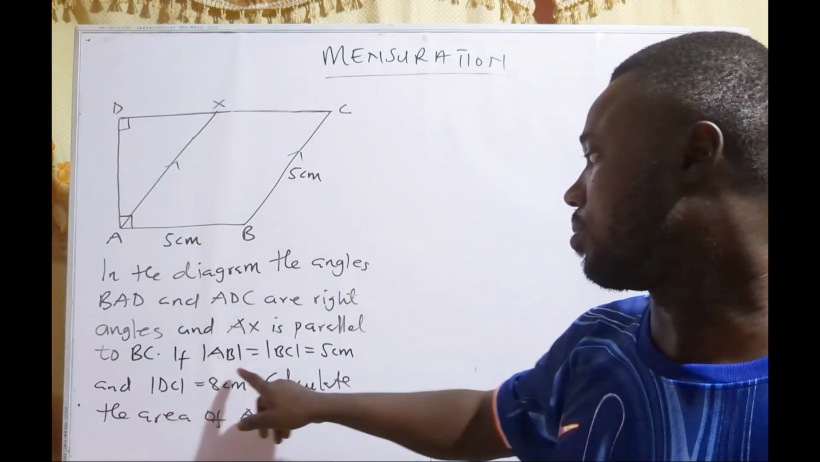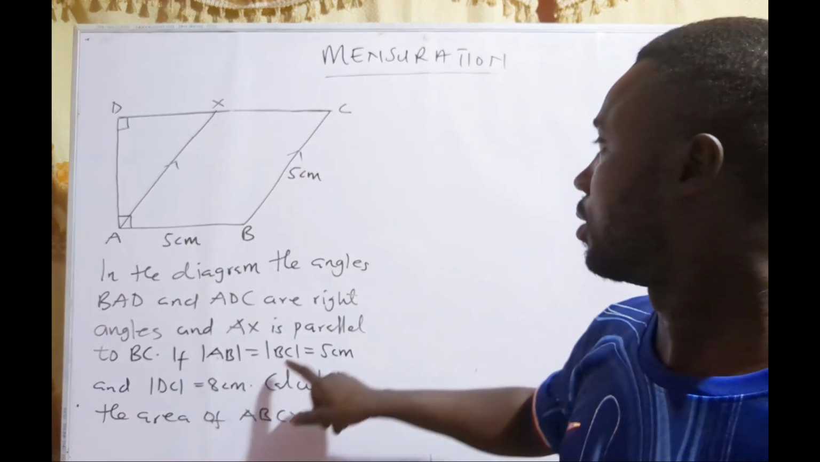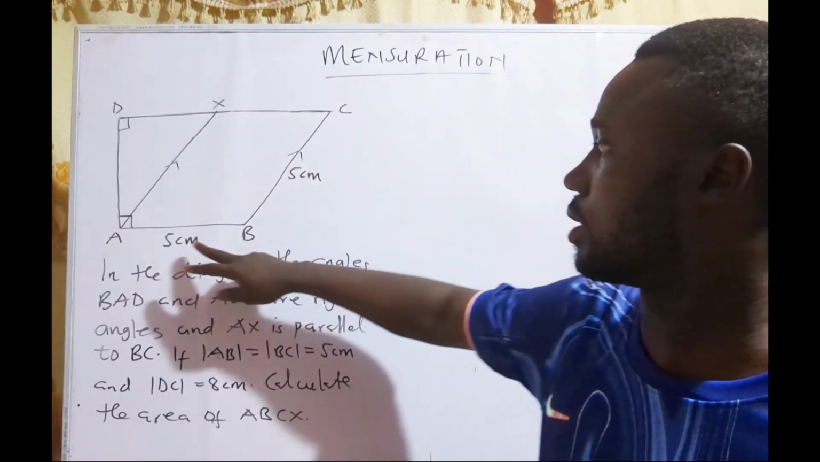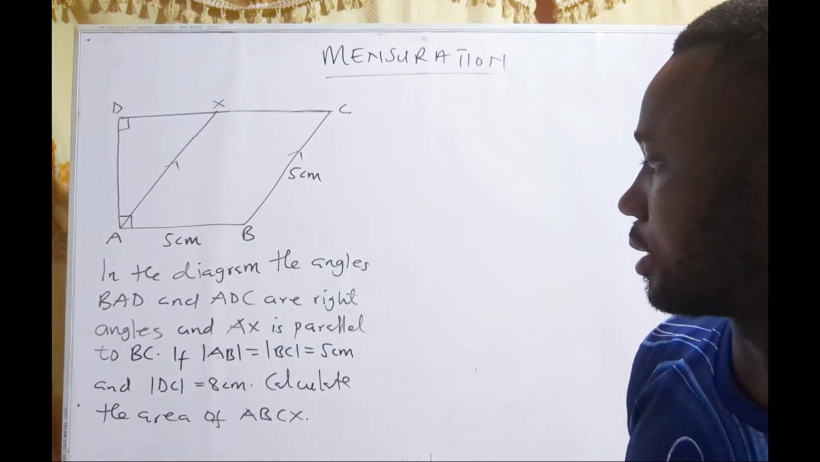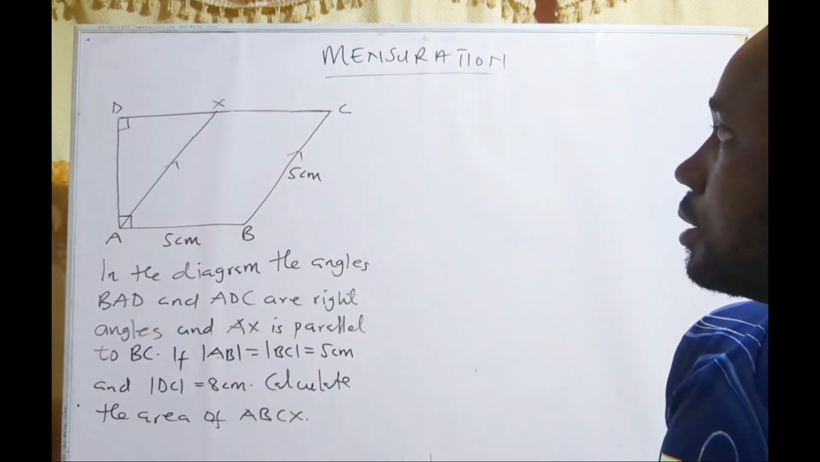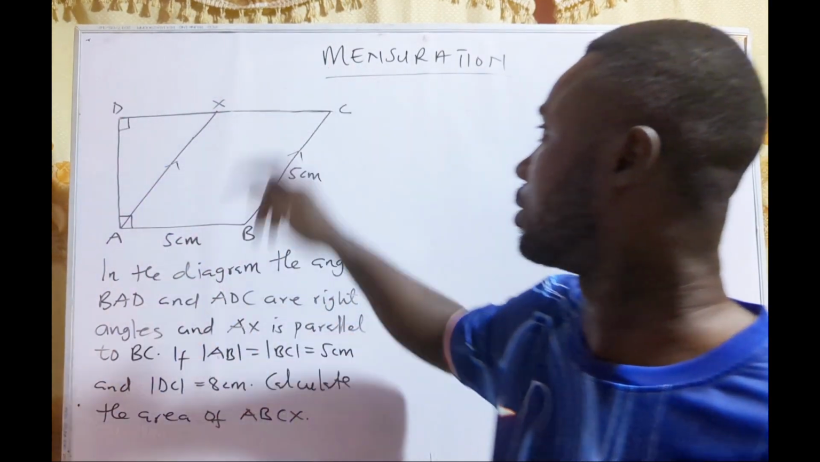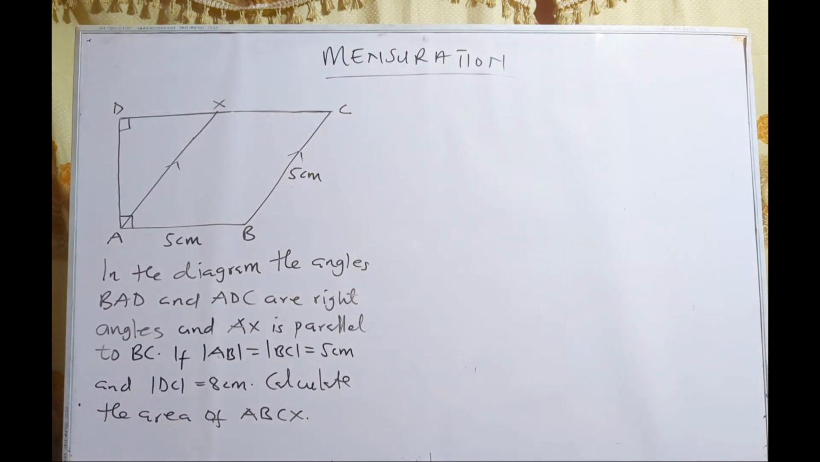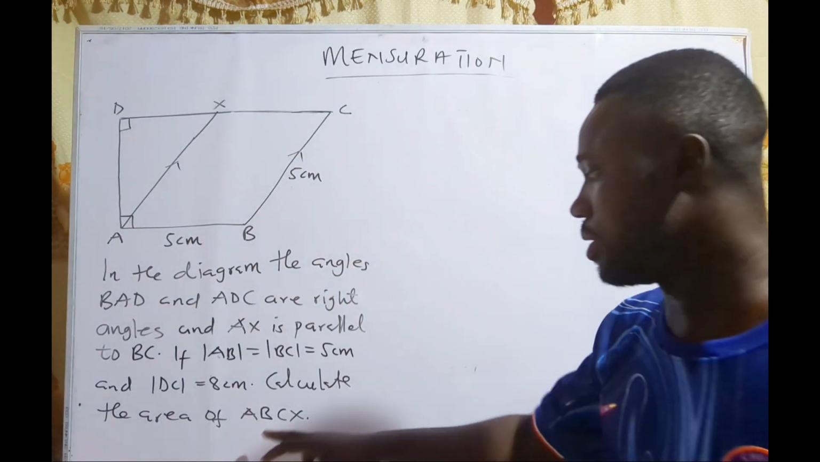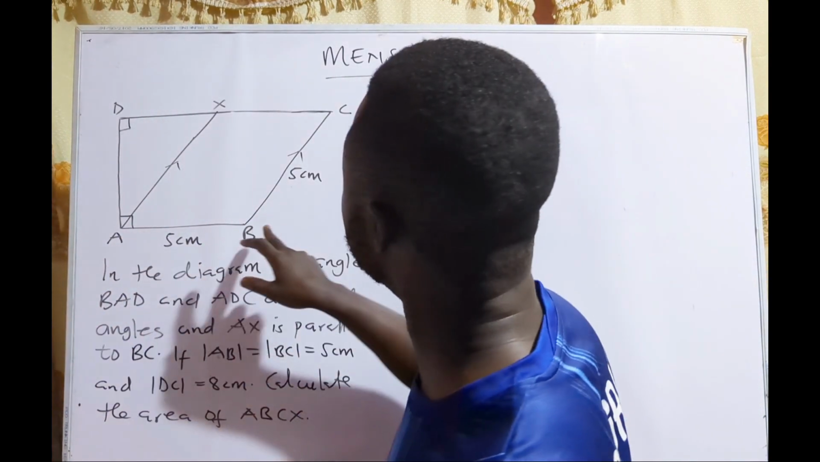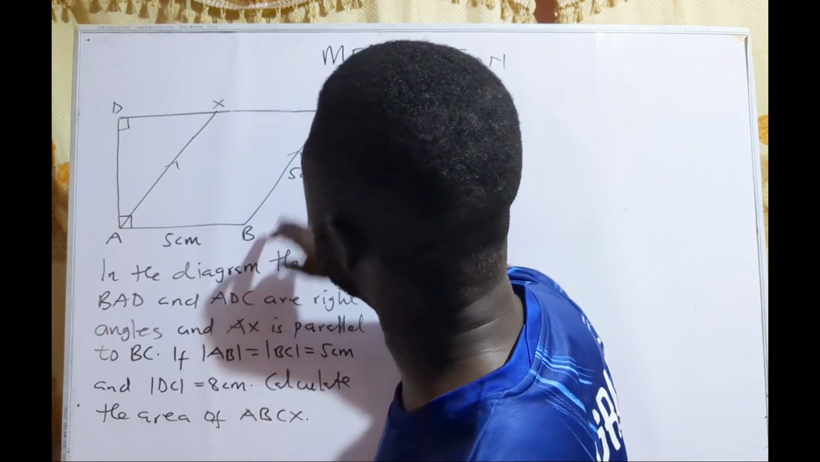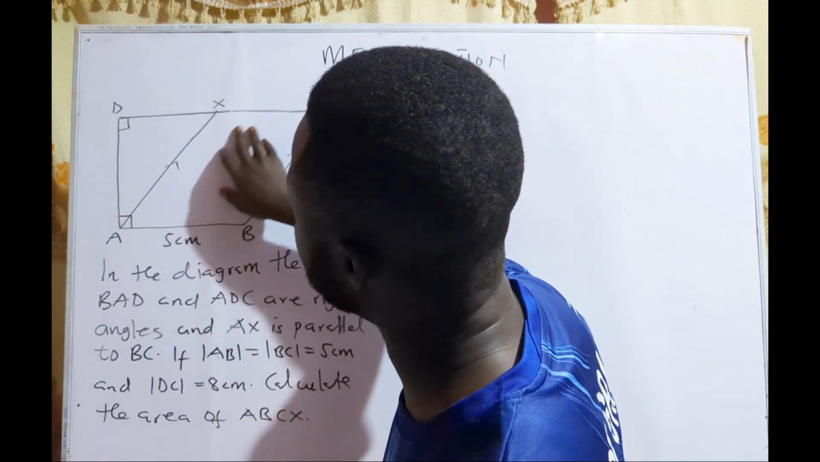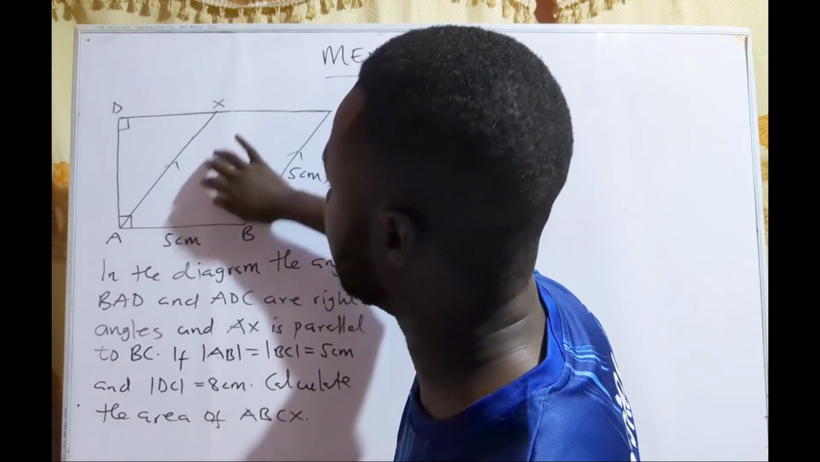Alright. If AB is equal to BC, which is 5 centimeters, so this side is equal to this side, and DC is 8. So our DC from D to C is 8 centimeters. Calculate the area of ABCX. A, B, C, and X. So we are calculating the area of this.